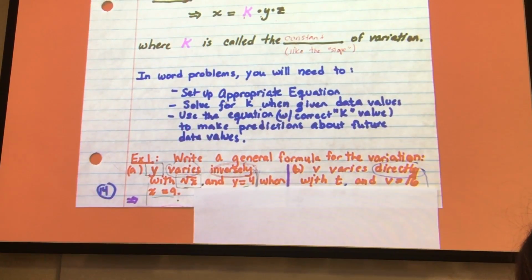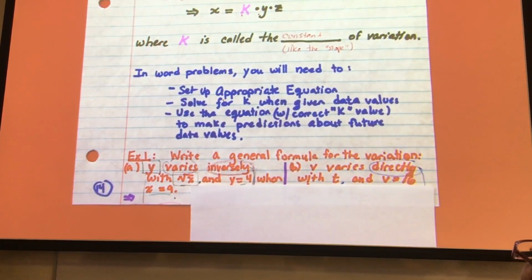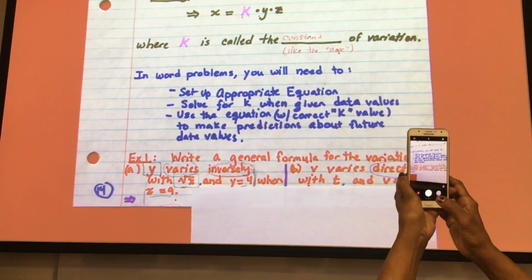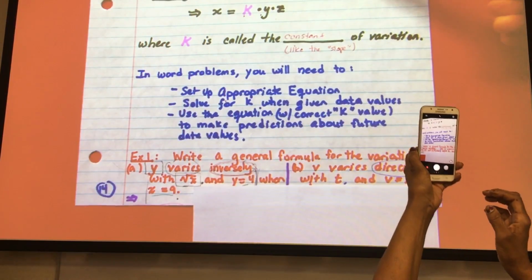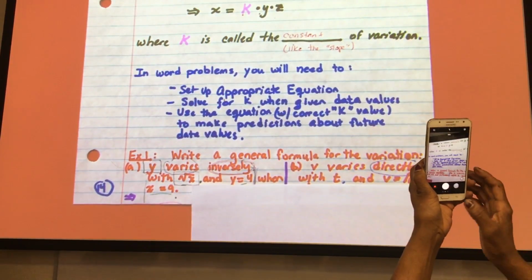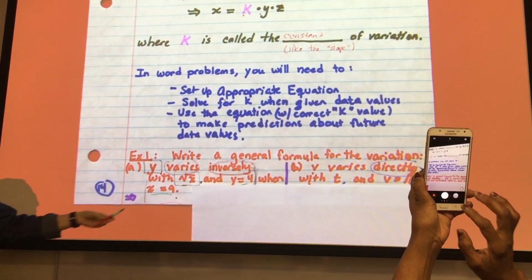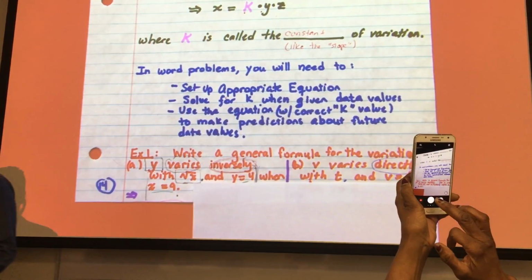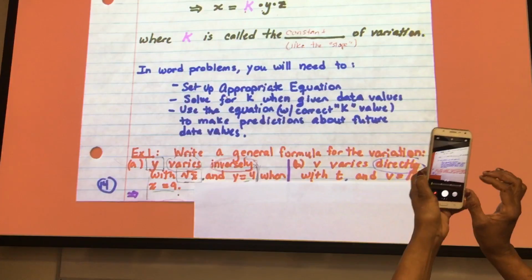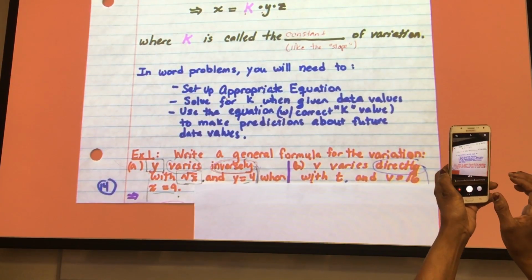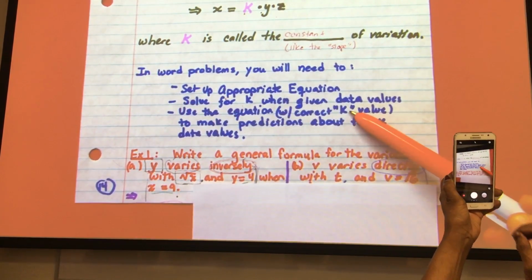So you always have your k in a variation problem. It always goes after that equal sign. So that will help you set up the equation. You'll pick the appropriate one described by the word direct, inverse, or joint. Then what you're going to do is you're going to be given a particular situation. We'll say, hey, this is what happened in this one particular case. You're going to use that particular case to solve for k.